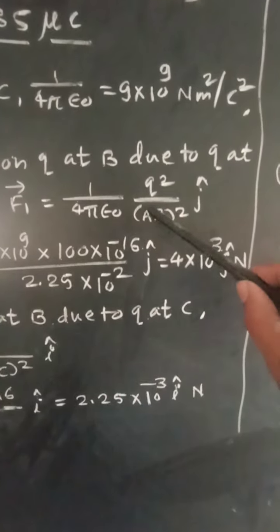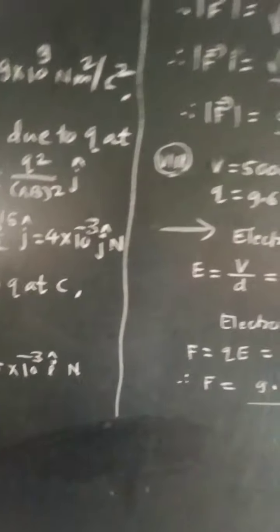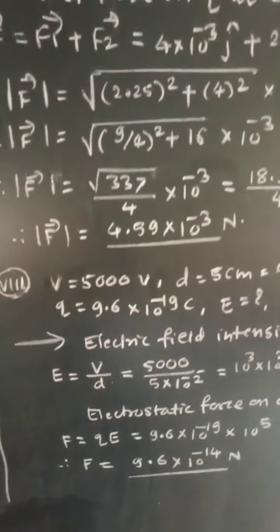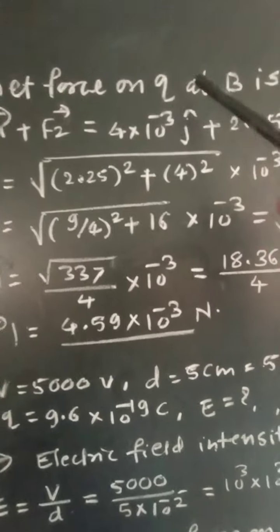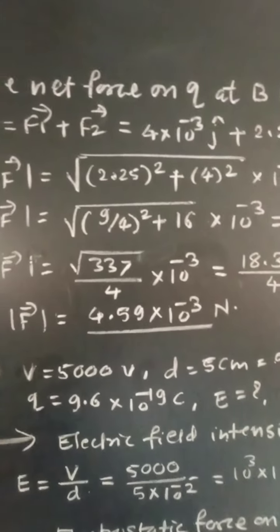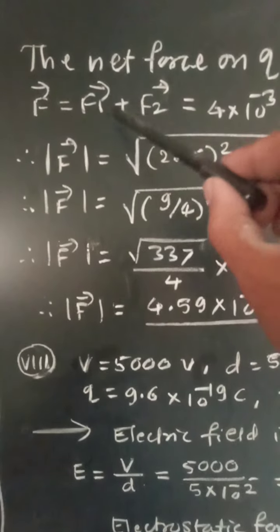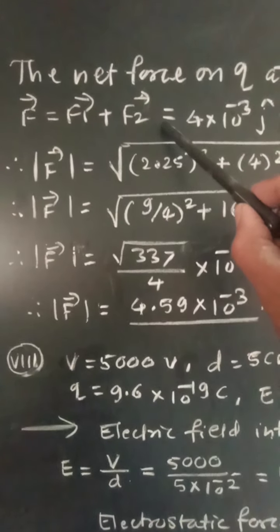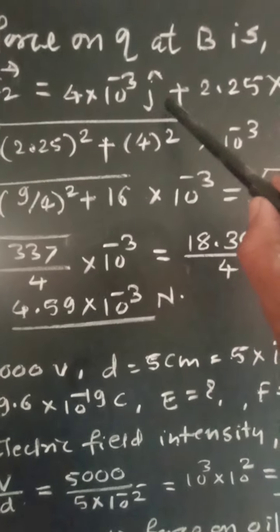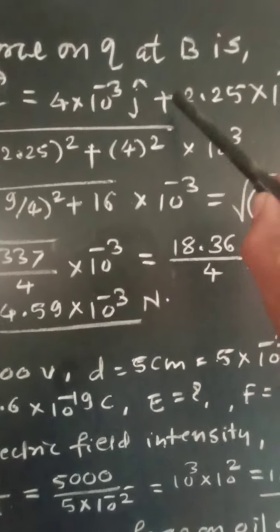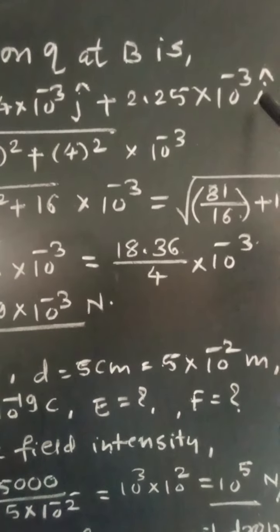So these are the two forces which are acting on that charge placed at point B, and therefore the net force acting on Q at B will be the vector sum of these two forces F1 and F2, and therefore F will be equal to F1 plus F2, which will be equal to 4 into 10 raised to minus 3 J cap plus 2.25 into 10 raised to minus 3 I cap.